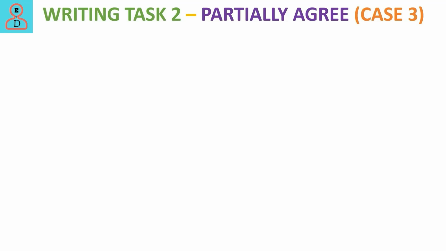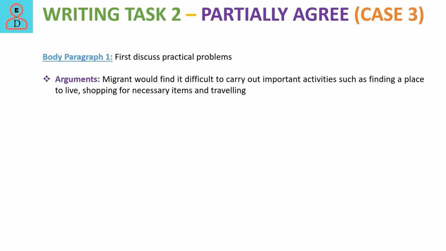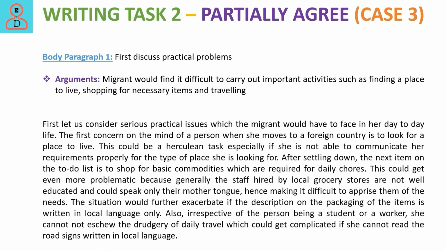Now let's see what could be the practical problems that a migrant could face due to lack of knowledge of the local language. You need to first prepare your arguments and then try to elaborate these arguments in the first body paragraph along with relevant examples. Now have a look at the body paragraph which we have prepared.